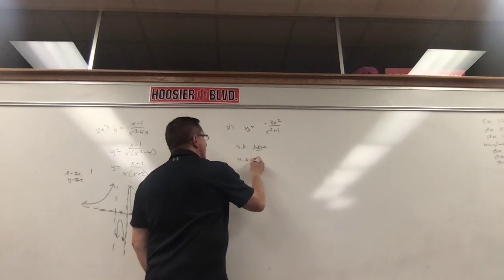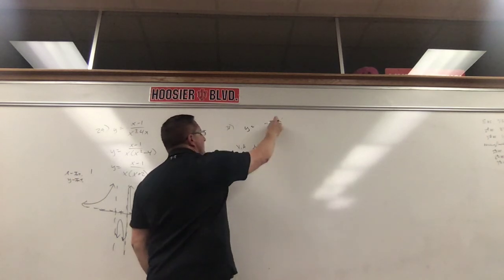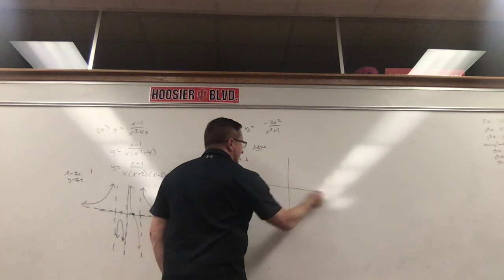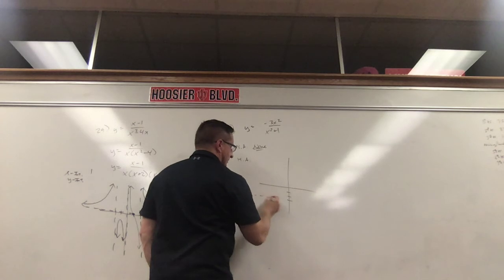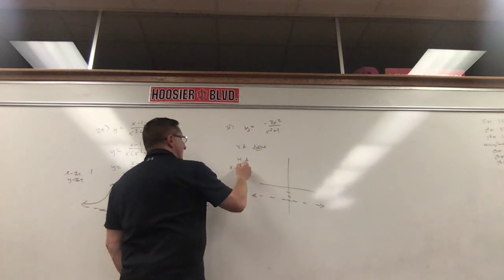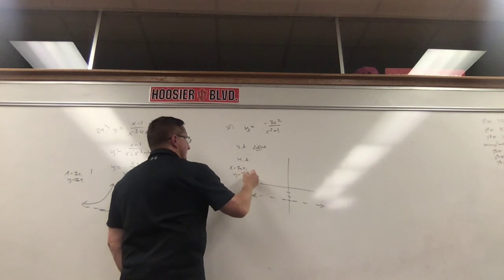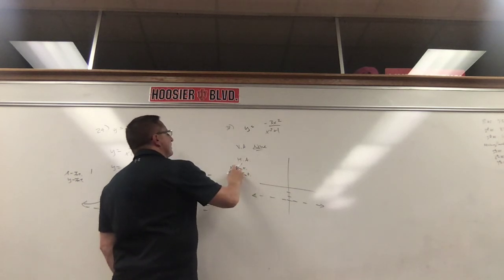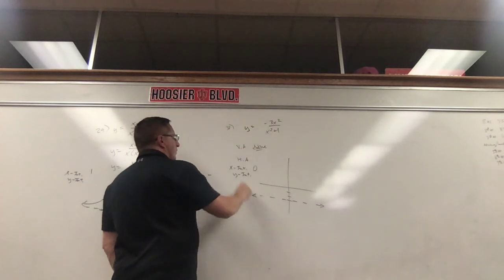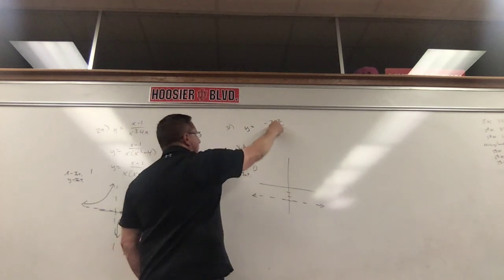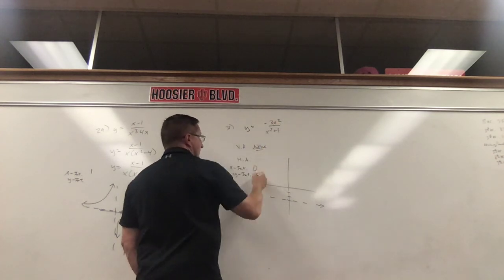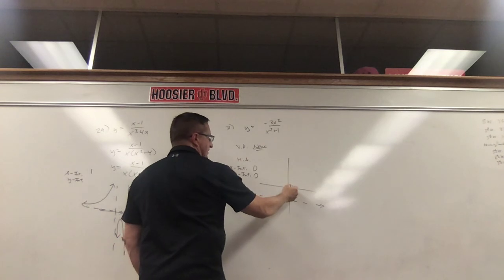A horizontal asymptote, well, the degree of the top is the same as the degree of the bottom, so you take negative 3 over 1. So your horizontal asymptote is negative 3. All right, for my x-intercepts and my y-intercepts, x-intercepts, plug in 0 for y, or what makes the top 0? 0. For y-intercepts, plug in 0 for x. If I plug in 0 for x, that's 0 over 1, which is 0. So both my x and y-intercept is 0.